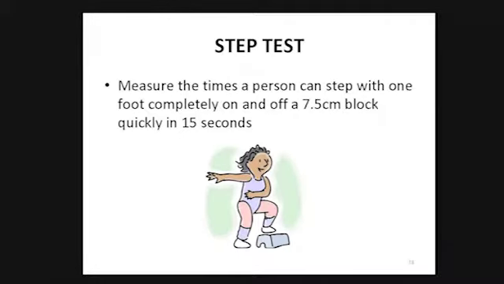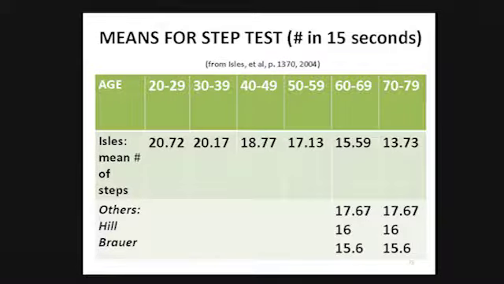How about the step test? That little box, 7.5 centimeters high, little block. How many times can they step up with 1 foot completely on and off the block in 15 seconds? So here's your means for the step test. Again, different studies have come up with different averages. Isles, again, went across the decades. It's very handy. Hill and Brower did other studies, and they did just people in their 60s and 70s, so a little limited.